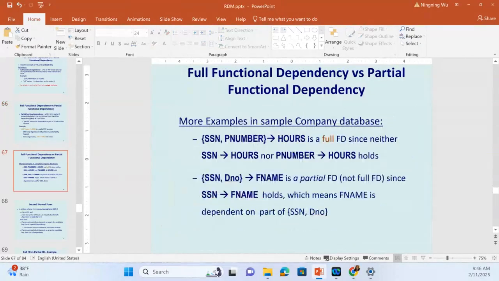Okay, so that's partial. I want you to understand partial and full. By default, if a functional dependency has only a single attribute on the left-hand side, which we call the determinant, then that functional dependency will always be a full functional dependency, because we are no longer able to take a part of that single attribute. This gave you some examples.